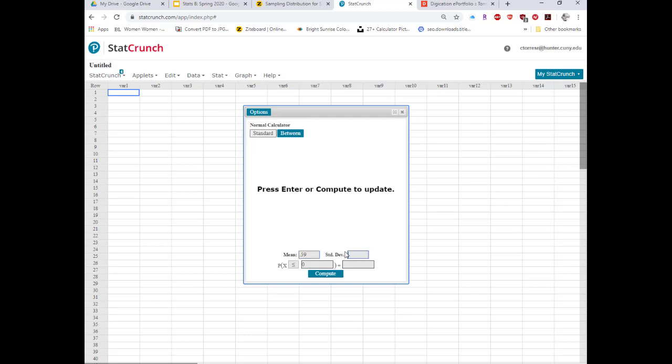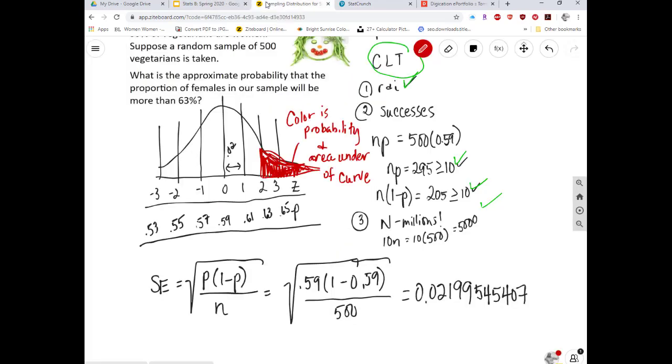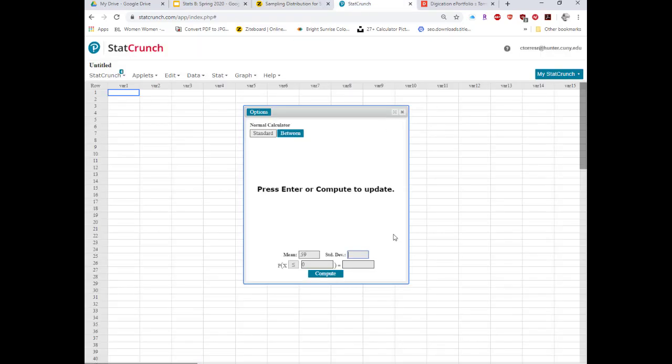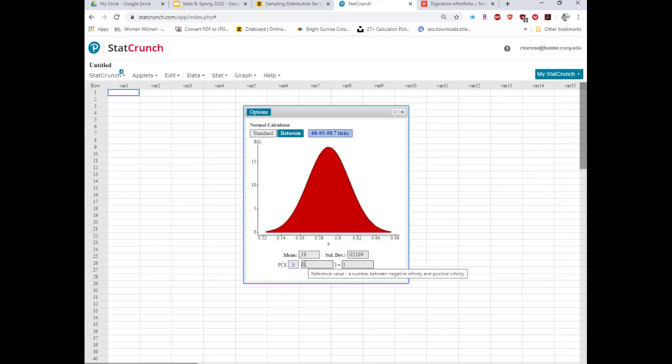Our standard deviation was a long one. What was that thing? I'm going to go ahead and check. 0.02199. I'm just going to go ahead and leave it there. Now, keep in mind, since I rounded here, I've got a little bit of error, not a lot, but there's a little bit there, and it just keeps adding up. So, not a really great thing to do, but we're just trying to be fast here.